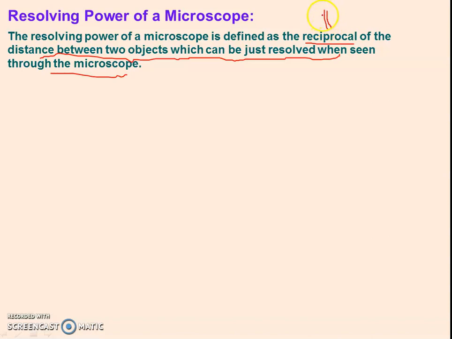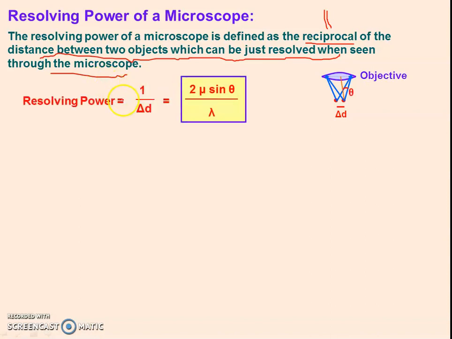These are separated by a small distance. But if we see these two lines from 10 meters, we cannot resolve them. But if we are using a telescope or microscope from 10 meters, we can see that there are two lines. So this is the resolving power. So resolving power is always reciprocal to the distance between the two objects, and resolving power equals 1 by delta D, and that is 2 mu sin theta by lambda.